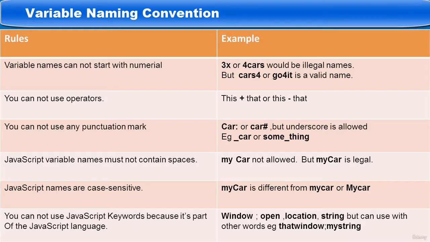Variable names are case sensitive. For example, if you declare a variable called myCar, it's different from a variable called MyCar or MYCAR. They are all different variations. So when you're declaring variable names, you've got to be careful of the case you use, so that when you want to refer to that variable name, you are referencing the correct variable.